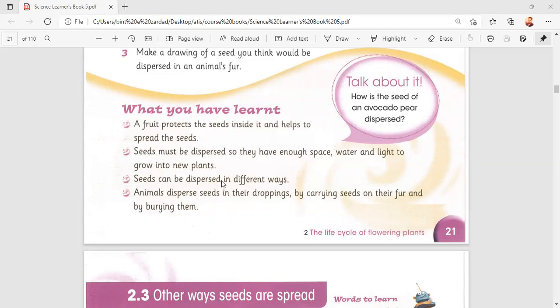Seeds can be dispersed in different ways: with the help of air, with the help of water, with the help of animals. Animals disperse seeds in their droppings, by carrying seeds on their furs, and by burying them.